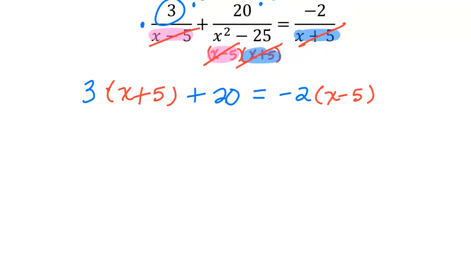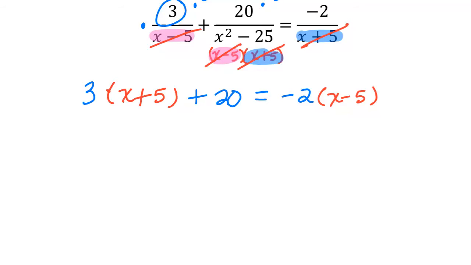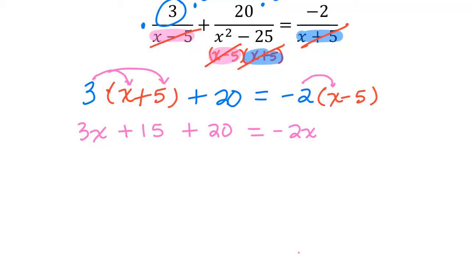Alright, then when I get to this step, I need to distribute my values inside of the parentheses. So 3 times x gives us 3x, and 3 times 5 is 15. And then the plus 20, I just bring it down, equals the negative 2x, and negative 2 times negative 5 gives us a positive 10.